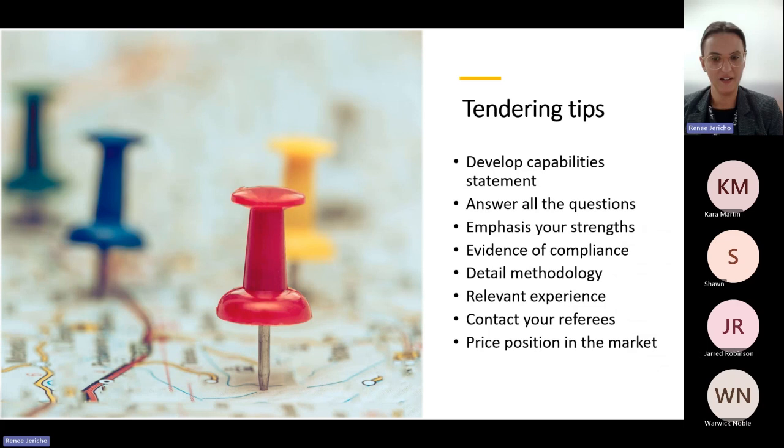will manage that. And provide examples of relevant experience, ensuring that you've contacted your referees to let them know about your tender. And also do your market research so that you submit a price that is competitive, provides a full price breakdown, and highlights any value for money considerations.